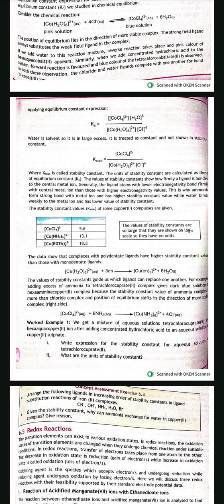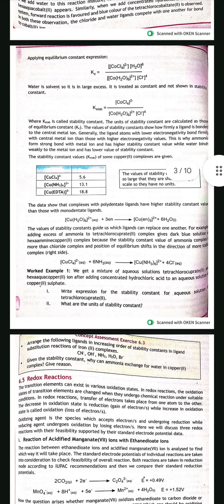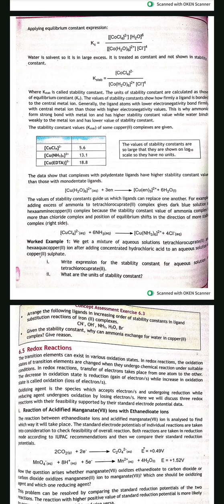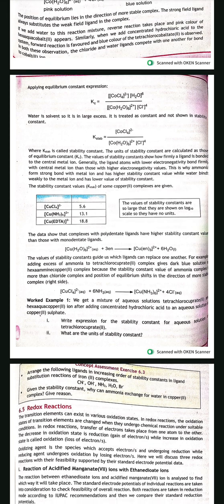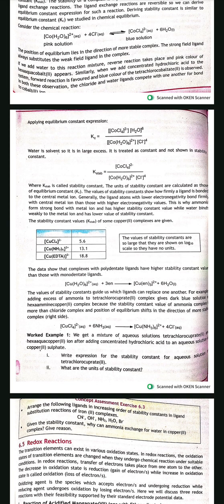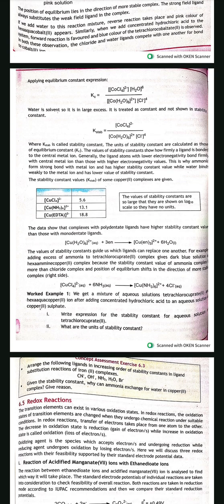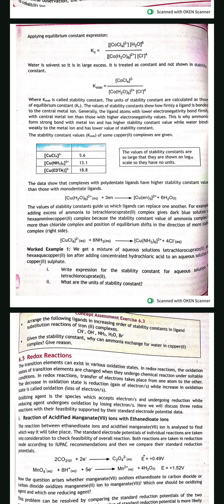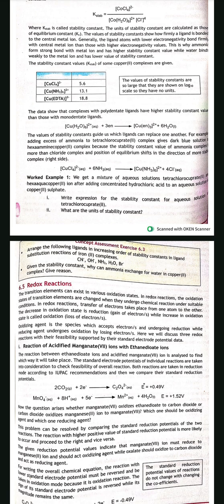For example, we have this reaction, pink solution plus 4 chloride, so it will give blue solution plus 6 water. Applying the equilibrium constant expression, Kc is equal to the concentration of CoCl4 2-, and H2O would go in the numerator because they are products, and the reactants go in the denominator. Water is the solvent, so it is in large excess, it is treated as constant and not shown. K stability is called the stability constant.